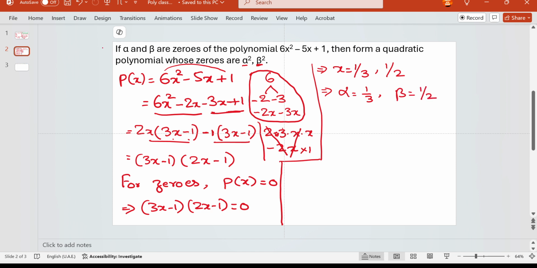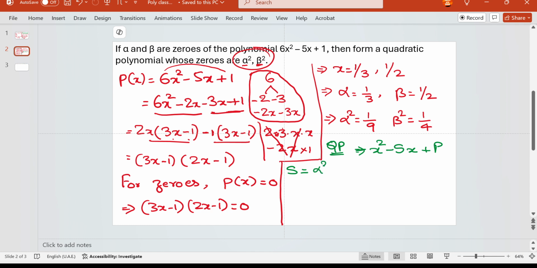So you have to find a polynomial whose zeros are alpha square and beta square. So alpha square is equal to 1/9 and beta square is equal to 1/4. So now the quadratic polynomial is equal to x square minus sum of zeros into x plus product of zeros. Let us find out sum of zeros.